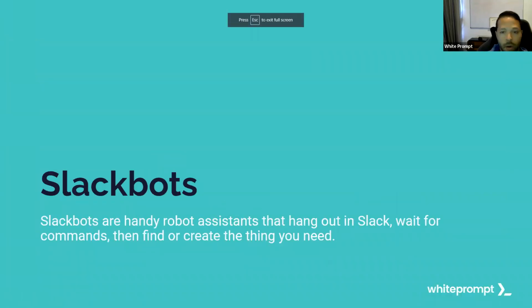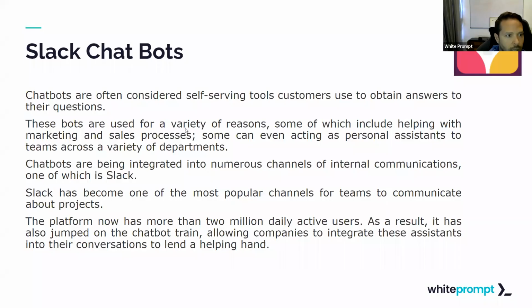Okay. So what are Slackbots? Slackbots are handy robot assistants that hang out in Slack and wait for commands, events, or some sort of trigger to create or relay any information that you need. It's basically what a Slackbot is.